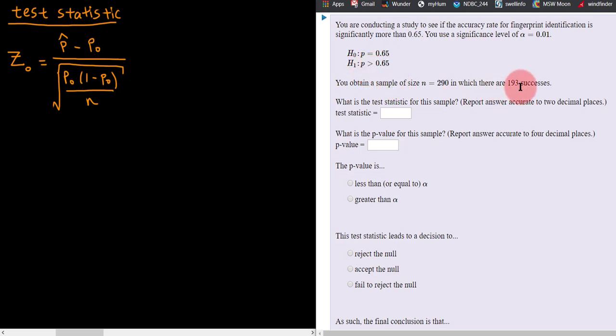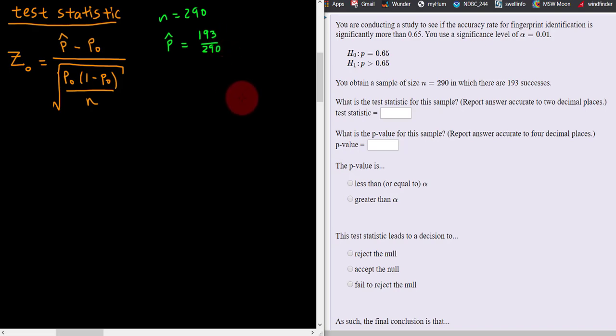And they give us some sample statistics here. The sample size is 290. And there are 193 successes. And a proportion is the number of successes out of the sample size, right? Furthermore, when we calculate our test statistic, this P with a 0 is the hypothesized value, that baseline. So that is the 0.65 showing up right here or right here.